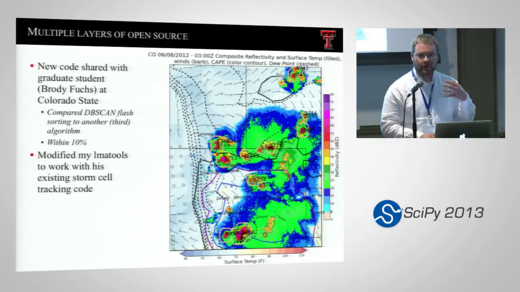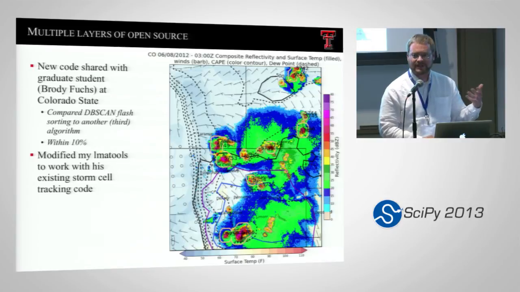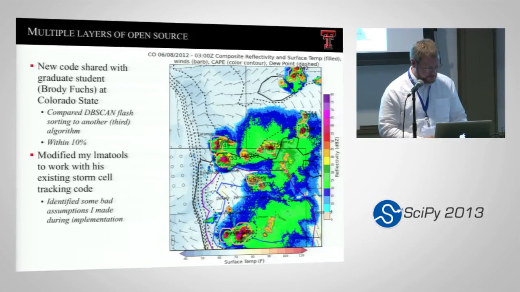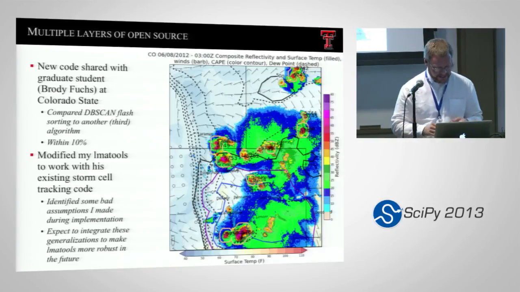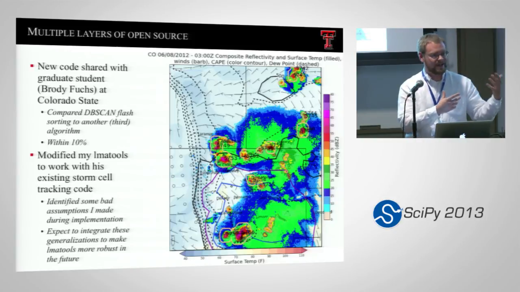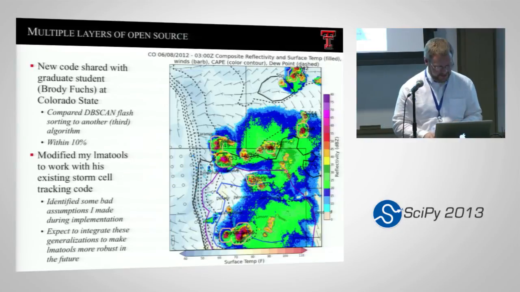And then he also was able to integrate my code base in with some existing storm cell tracking and plotting functionality that he has already built, which is helping to satisfy some NSF-sponsored work that we're funded to do as a part of a large field campaign. He was able to identify some bad assumptions I made during implementation, and I expect to be able to take those things that he found, modify my code, and make it better for future use. So that's the usual open source advantages right there.